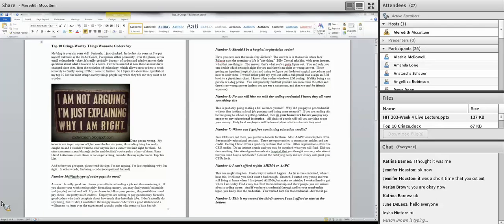No one will hire me with the coding credential I have. They all want something else. Basically, what she's saying is, do your homework and look for what's out there. What are they looking for? What are you wanting to do? What are you looking for? Where can I get free continuing education credits? They are out there.